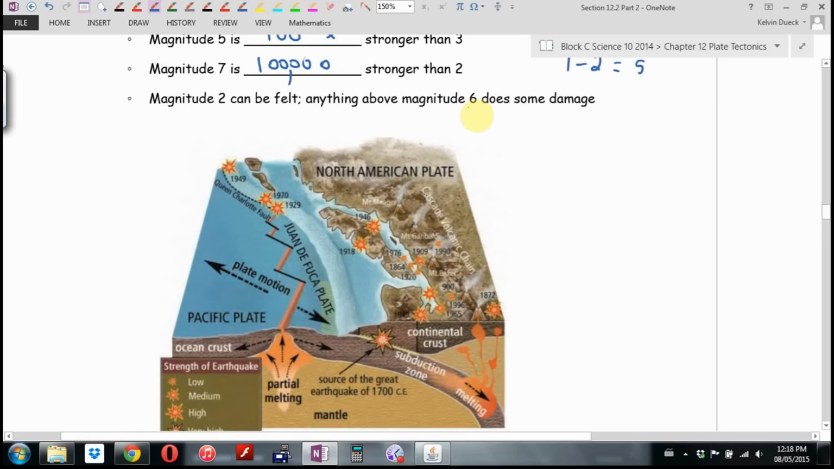Anything above around magnitude 6 does damage. That's enough to start to crack bricks and buildings and things, and crack glass.